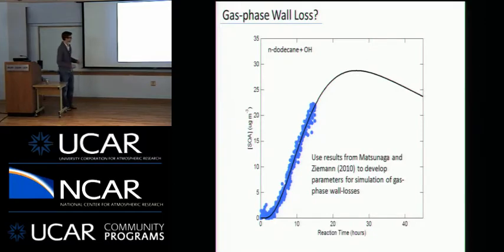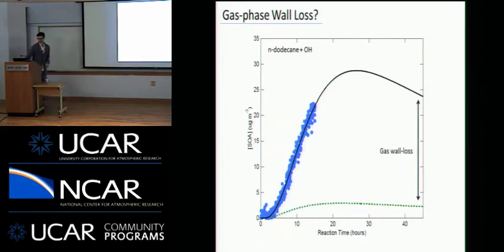Okay? So it's pretty easy; anybody can do this. You can put this into your model, and then we can start to explore how much gas phase wall losses matter. I'm going to do this for my favorite system here, dodecane plus OH, and we're going to just include gas phase wall losses. This is what you get. If I just turn on wall losses with, I'll say, estimated, but what I think are reasonable parameters for the wall loss rate, the amount that you lose is immense in this simulation.